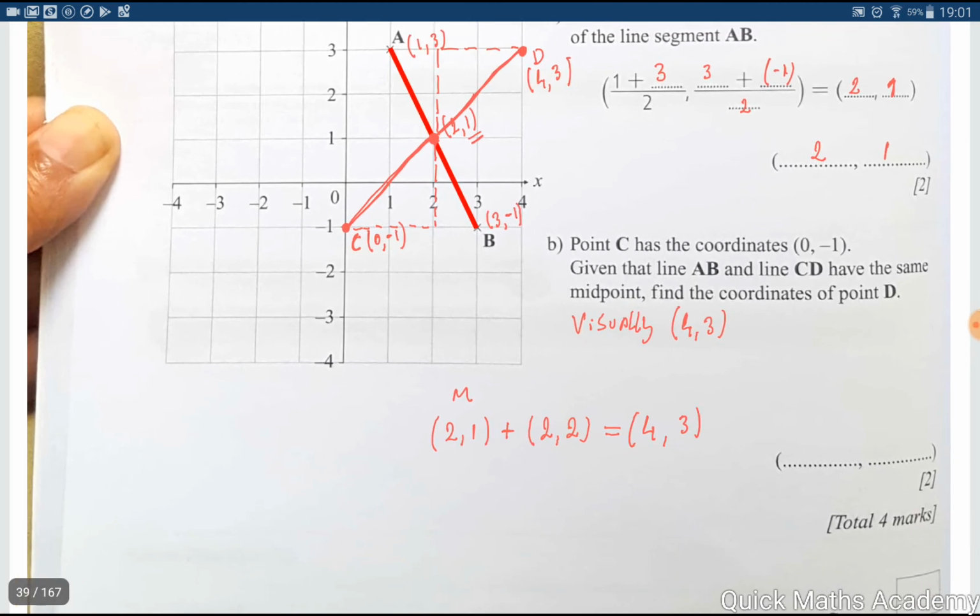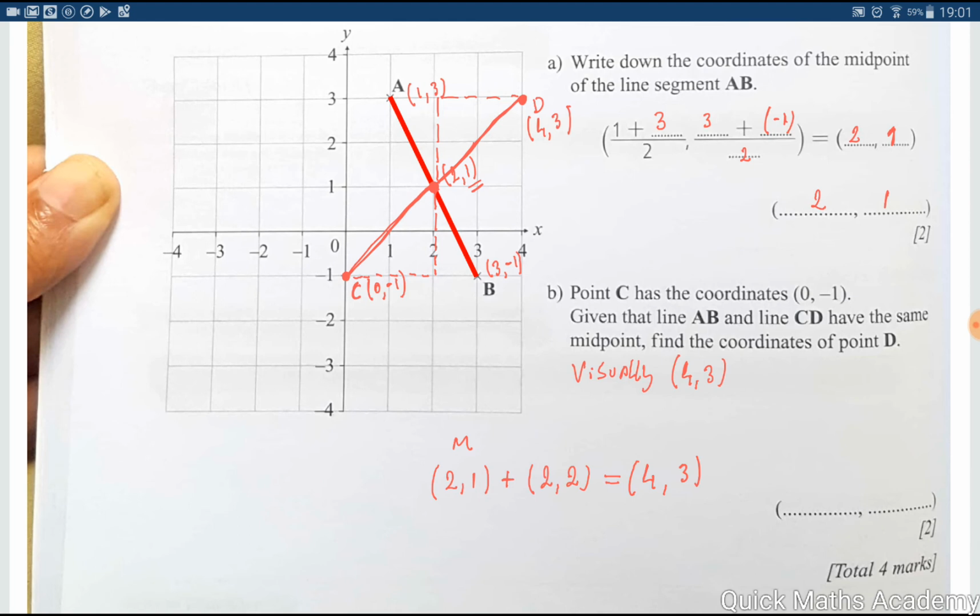You can use any of the ways you like, whatever is easy for you, as long as you understand the concept of midpoint. The midpoint is always the very middle of a line segment. You need to understand this to be able to play with it. So I'll put here the point 4, 3.